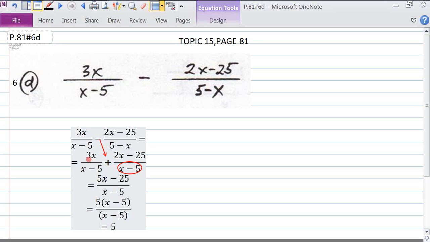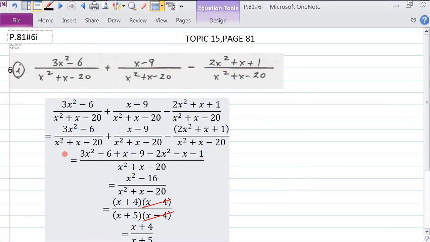Now what I have is common denominator x minus 5 right here. So I add 3x and 2x, I get 5x, and I've got the minus 25. Now out of these two, I can factor out 5. 5 times x gives me 5x, and 5 times minus 5 gives me minus 25. So now I have an x minus 5 on the denominator and x minus 5 on the numerator, which I cancel, and so I'm left with the number 5 as the answer here.